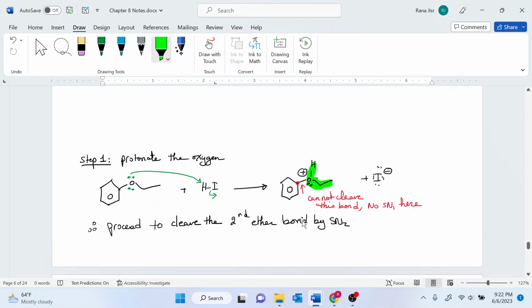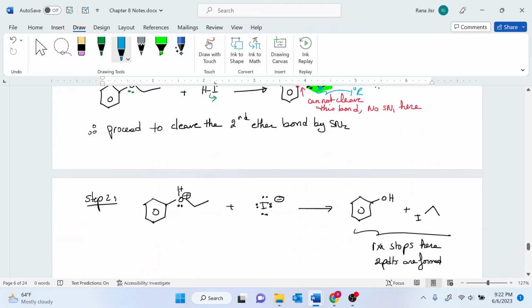And there, remember that SN1 cannot happen whenever you have an sp2 hybrid carbon. SN1 happens only with sp3 hybrid carbons. SN2 happens only with sp3 hybrid carbons as well. So this is my only sp3 hybrid carbon, and this side is the primary R. So this is why the I- is going to come and attack this carbon and allow everything to leave.